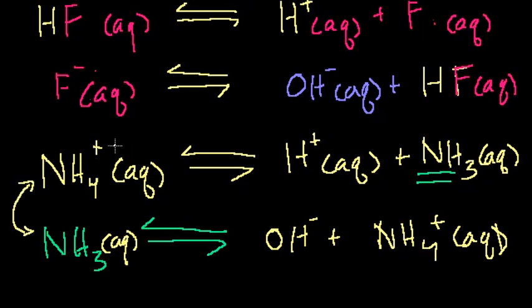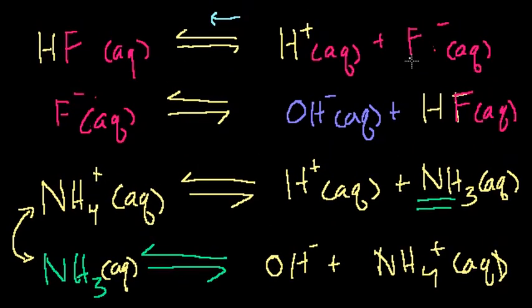Now, you're probably already seeing a relationship here. Ammonium is a weak acid. Ammonia is a weak base. And what's the difference between the two? Just an H, right? And hydrofluoric acid is a weak acid. Just a negative fluorine ion is a weak base. And what's the difference between the two? They're just a difference of a hydrogen. So let me write that down.